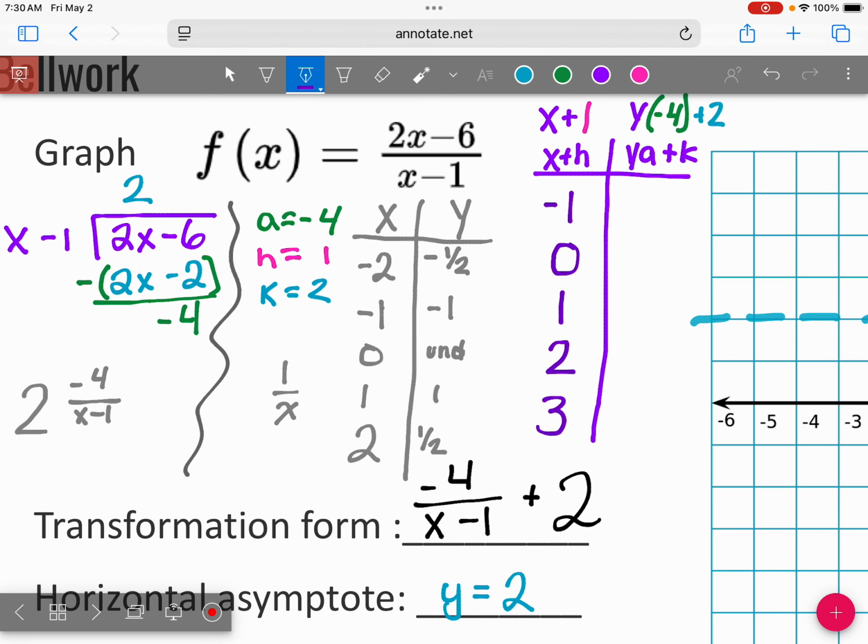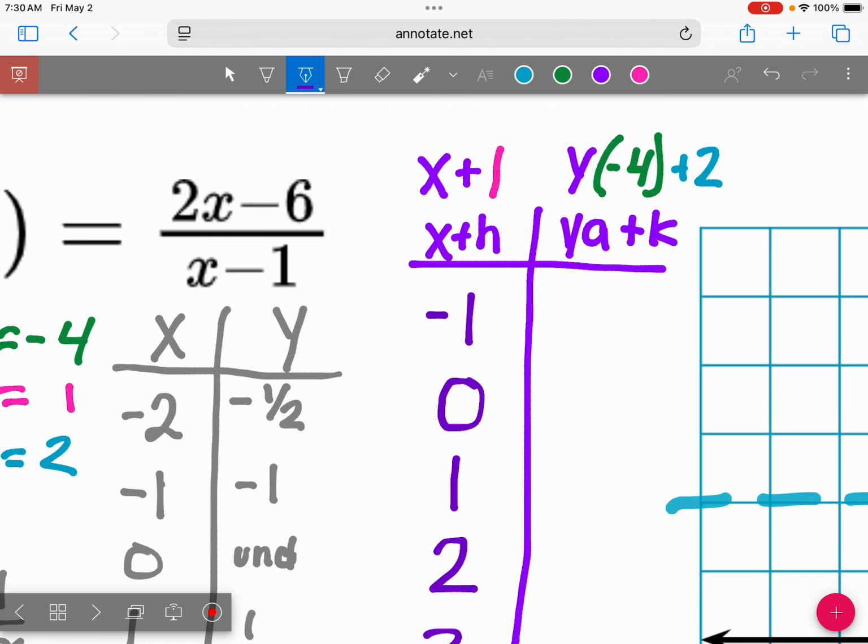So we're adding 1. Our -2 plus 1 gives us -1. Our -1 plus 1 gives us 0. 0 plus 1 gives us 1. 1 plus 1 gives us 2. And 2 plus 1 gives us 3. Hard part is going to be our y's because they're a lot more fractiony. We have our -1/2 times -4. That's going to give us a positive 2. Positive 2 plus 2, we get a positive 4.